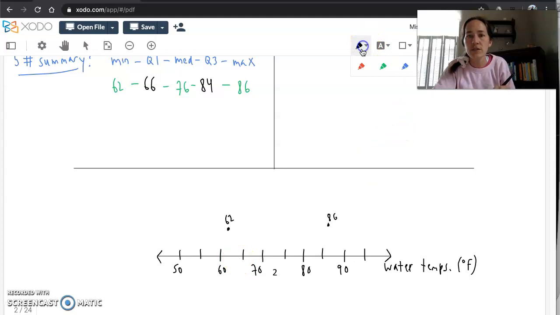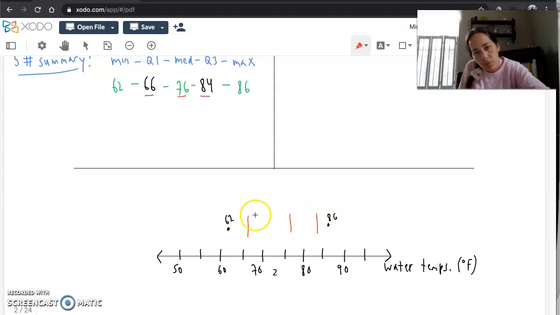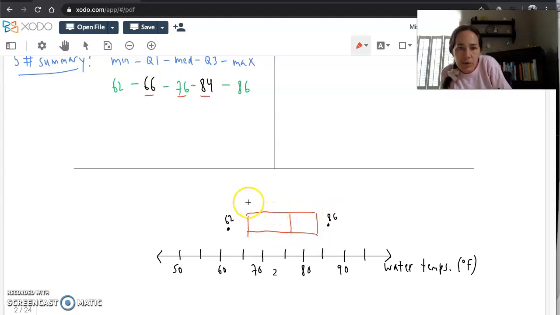Now we're going to start constructing the box for that middle 50%. The 3 quartiles get a line at each quartile. So 66 gets a line, 76 gets a line, and 84 gets a line, like that. We're going to make a box out of this. So hopefully yours looks okay and you can connect that. And we'll label them, 66, 76, and 84.